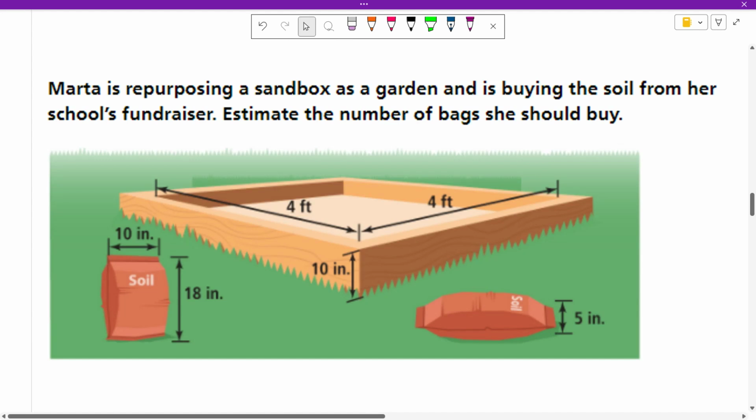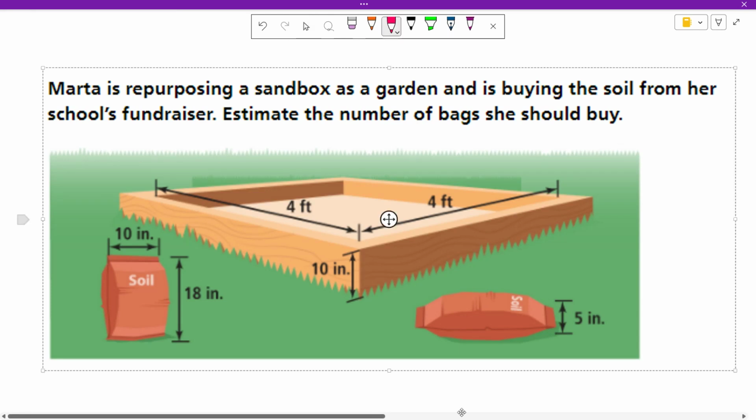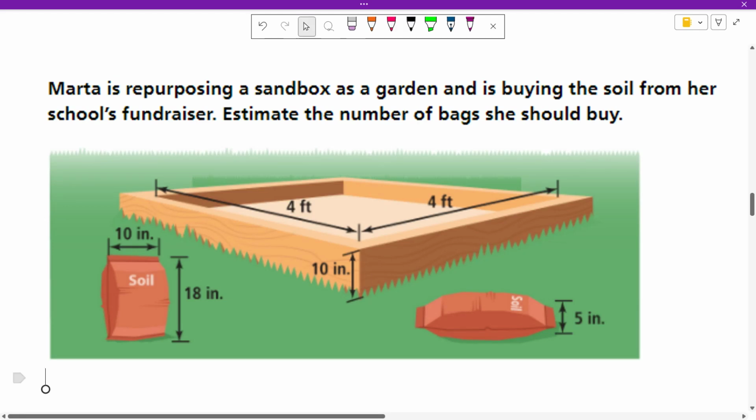Marta is repurposing a sandbox as a garden box, and she's buying soil from her school's fundraiser. Estimate the number of bags she should buy. Well, this is 4 feet by 4 feet by 10 inches, and the soil is in bags that are 5 inches by 10 inches by 18 inches. We have a problem right at the start.